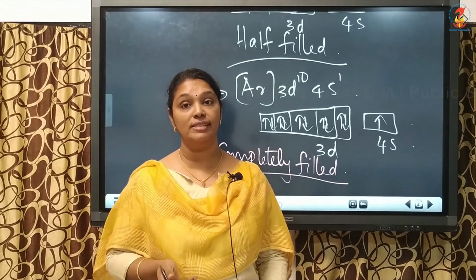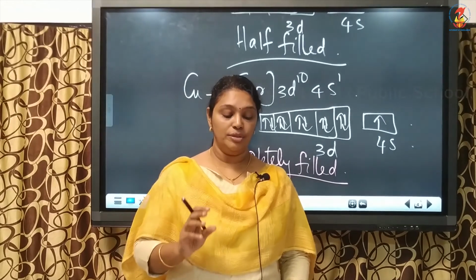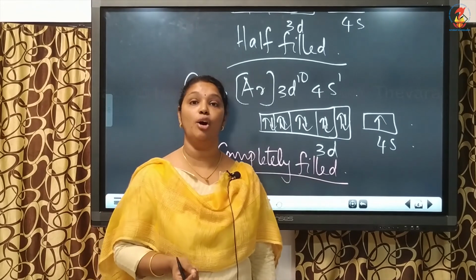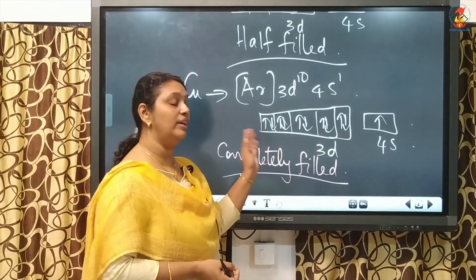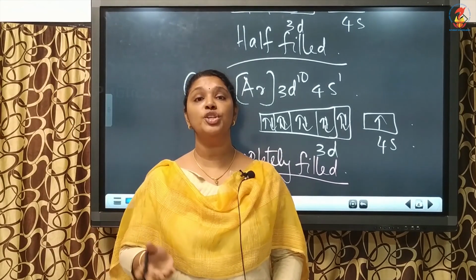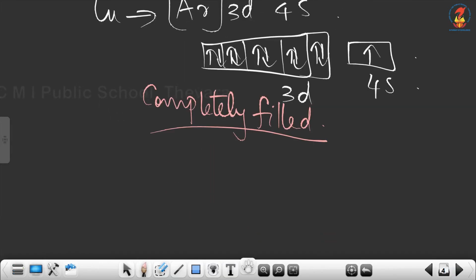Now, what is the reason for this extra stability of half filled and completely filled orbitals? They are giving two reasons. The first reason is the symmetrical distribution of electrons in half filled and completely filled orbitals. There is a symmetry in the distribution of electrons. And the second reason is exchange energy. That's the second reason, exchange energy.